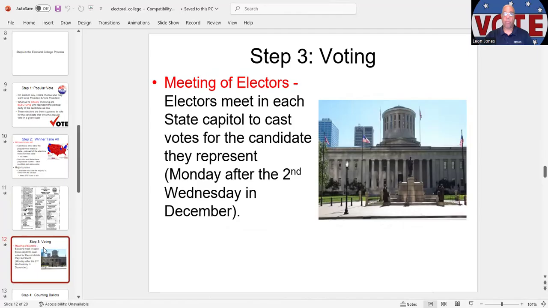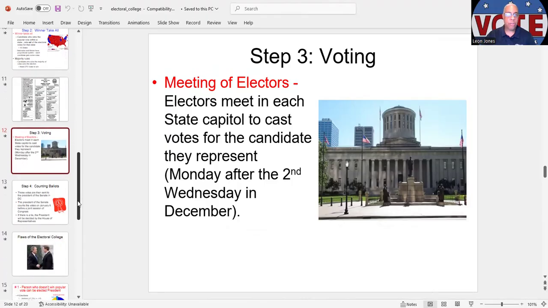Now, step 3, voting, meeting of the electors. Electors meet in each state capital to cast votes for the candidate they represent. Again, meeting of electors. Electors meet in each state capital to cast votes for the candidate that they represent, and it's every Monday after the second Wednesday in November. I'm just giving you information that breaks down the information in the article that I gave you.